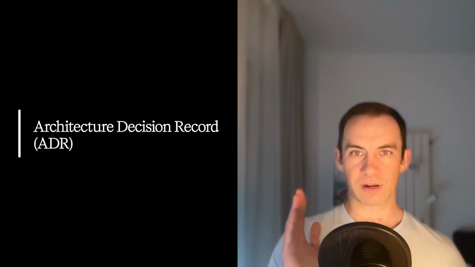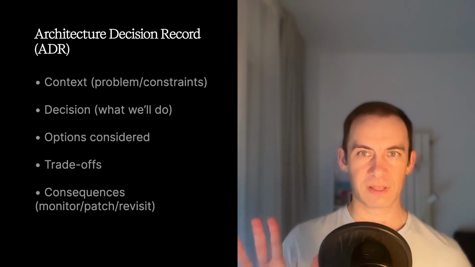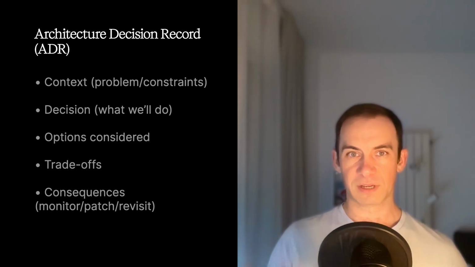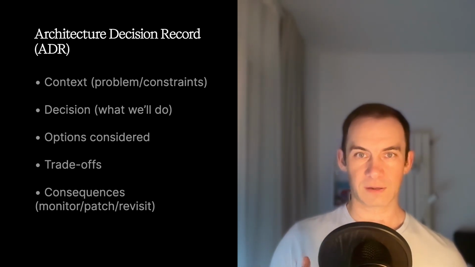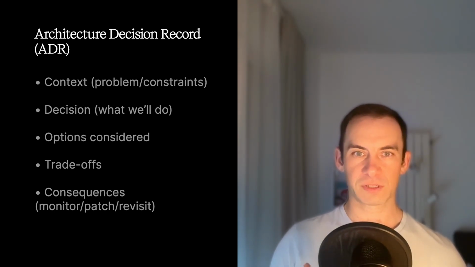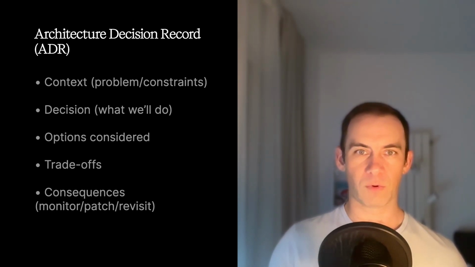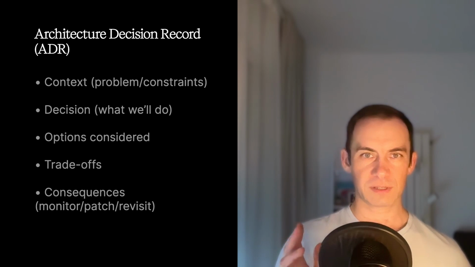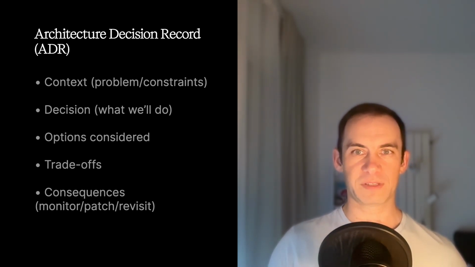Let us start with the architecture decision record. An architecture decision record has 5 useful parts. First, context. What problem, constraint, or failure forced a choice? Second, decision. What are we doing? Third, options considered. What else could we have done? Fourth, trade-offs. What gets better? What gets worse? What failure modes remain? Fifth, consequences. What should be monitored, patched, or revisited later?